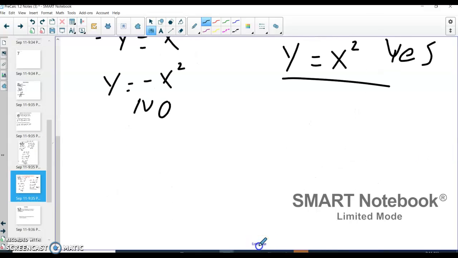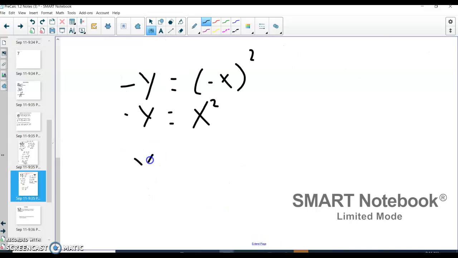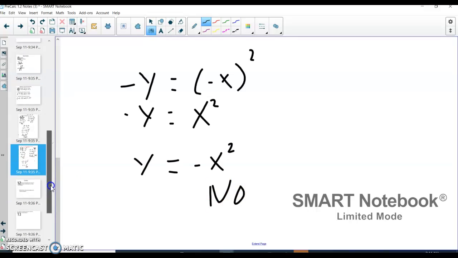And then origin symmetry, we can do negative y, negative x, so that's negative y equals negative x squared. Negative y equals then x squared. And then again, if I divide both sides by negative 1, I get y equals negative x squared. Again, that's not the same function, so it's a no to origin symmetry.